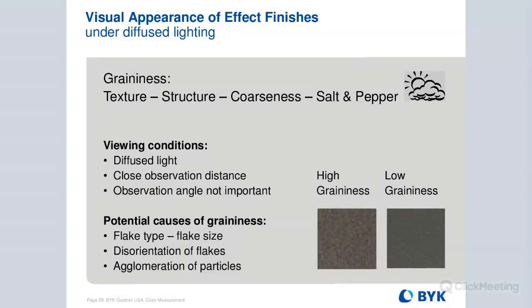Now, graininess is, again, that diffuse illumination or the cloudy sky. This is not going to vary by observation angle. So graininess is going to look pretty much the same at all the different angles, but it is difficult to see graininess from a distance. So sparkle you can see from pretty far away, but graininess is something that you can only observe up close, roughly arm's length away. Different things that will impact graininess would be flake type, flake size, certainly orientation of flakes could affect the graininess, as well as agglomeration of particles.